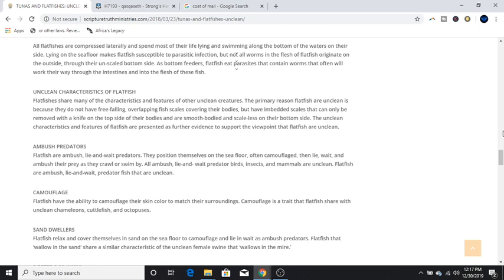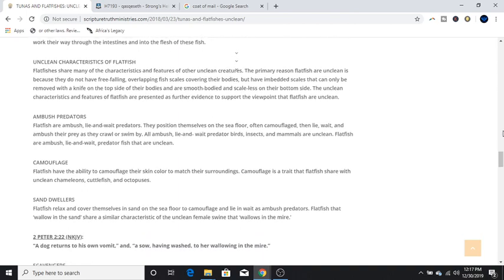Lying on the seafloor makes flatfish susceptible to parasitic infection. But not all worms in the flesh of flatfish originate on the outside, through their unscaled bottom side. As bottom feeders, flatfish eat parasites and contain worms that often will work their way through the intestines and into the flesh of these fish.